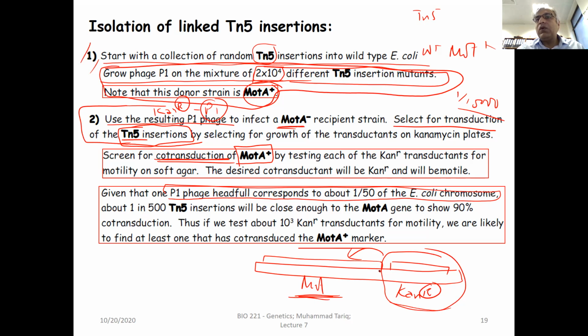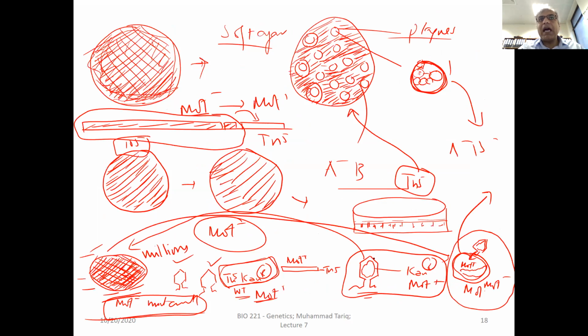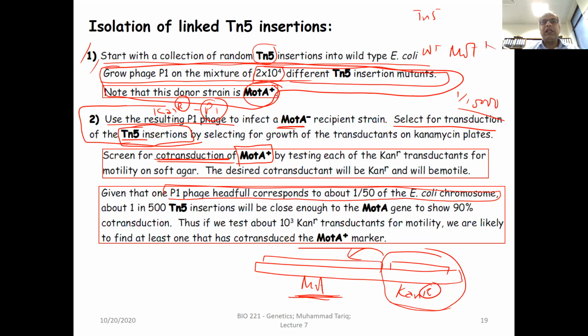And you will go back to the original plaque of TN5, and you will isolate the gene I explained to you. That's the discovery of a new gene for motility. Is there a question?